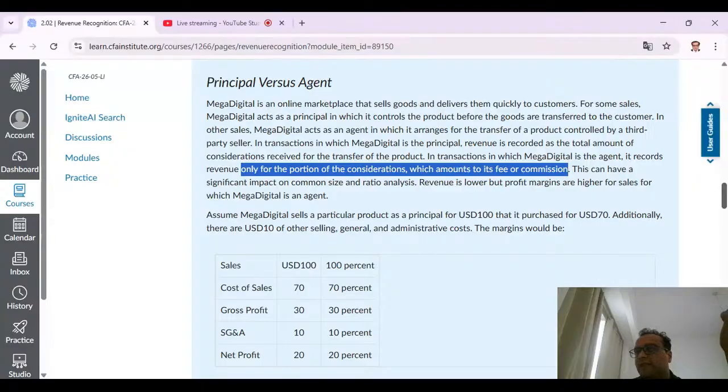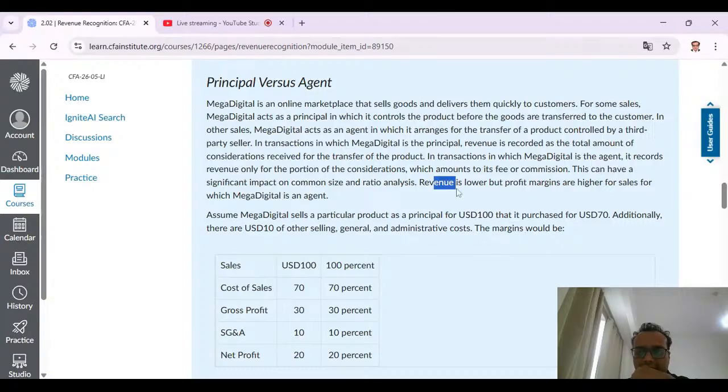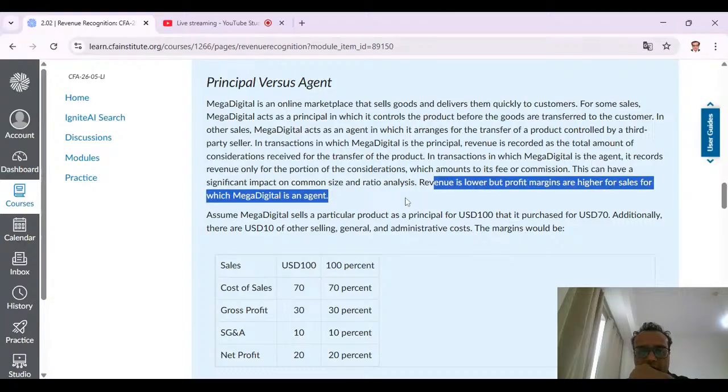It means that if, let's say, Pizza Hut or Domino's, if you see their financial statement, sales will have food sales as revenue, but Swiggy or Zomato financials will not have that as a revenue. In substance, they will have commission or fee for services as their revenue. Revenue is lower, but profit margin is higher for sales for digital as an agent.